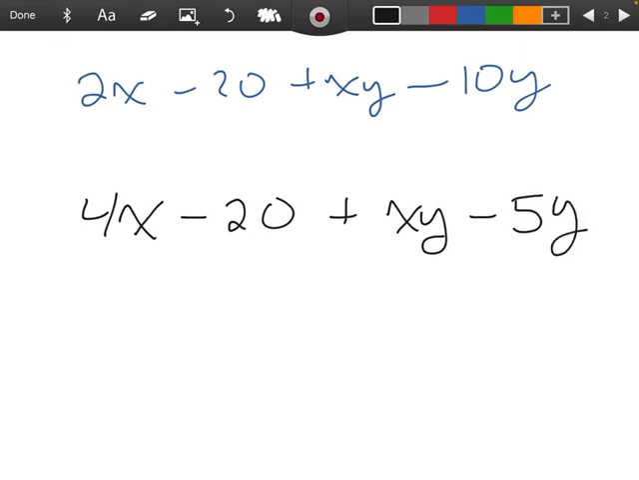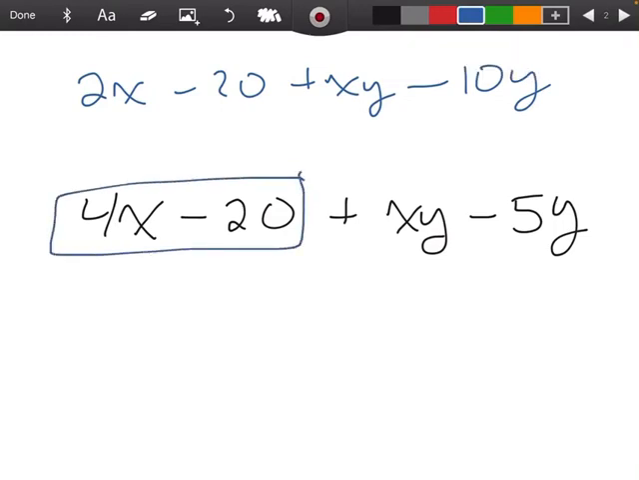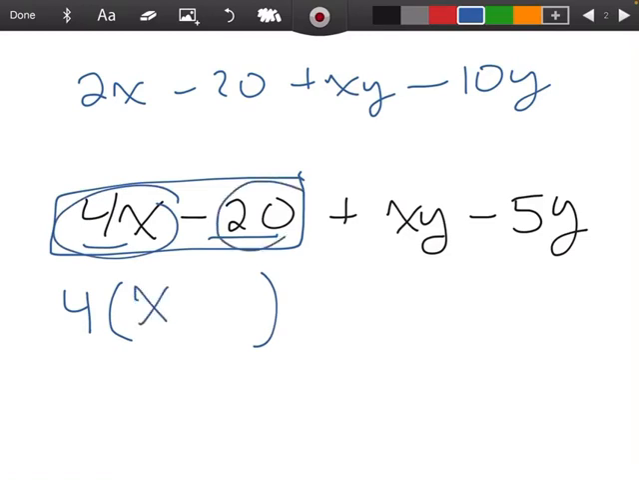And I'm going to do the same thing we did before. We're still going by grouping. Okay, so I'm going to look at the first 2 right here. And I'm going to say, okay, what do they both have that I can take out? Well, both of them can be divided by 4. So if I take out the 4 from here, I'm left with an x. And 4 goes into 20 5 times, and there's a minus in the middle, so I'm going to put a minus in the middle. Okay.